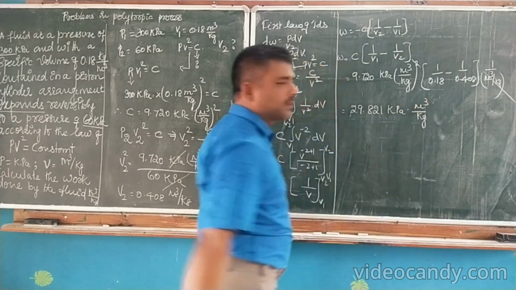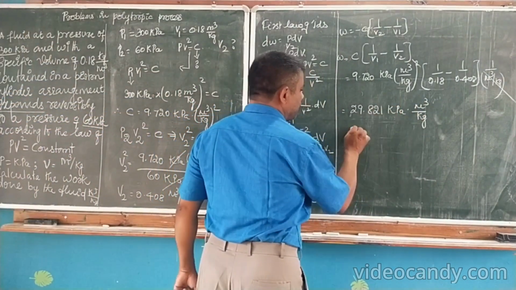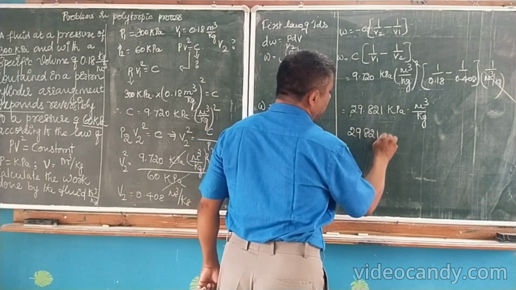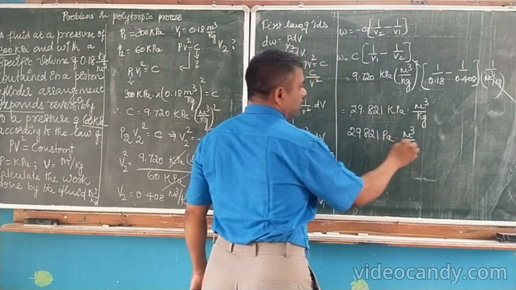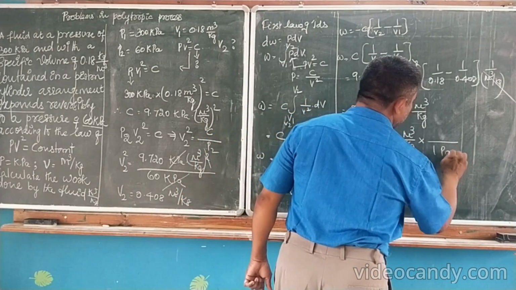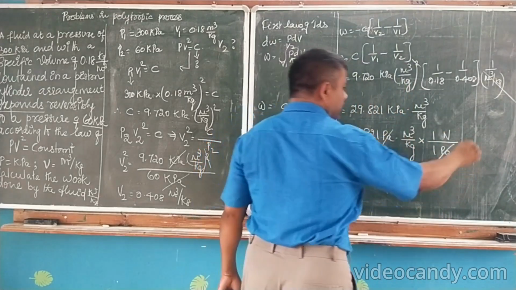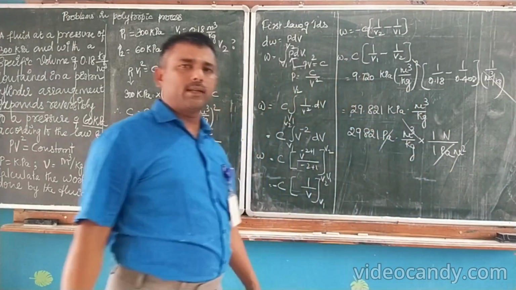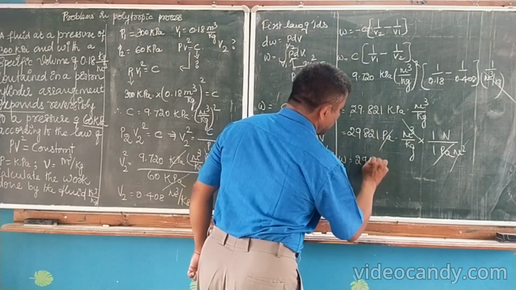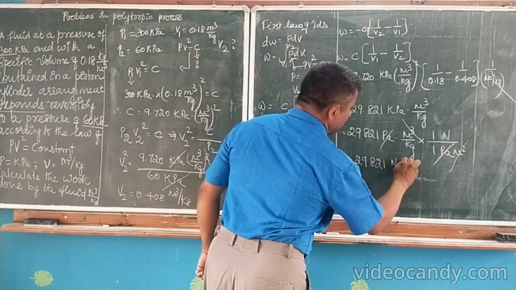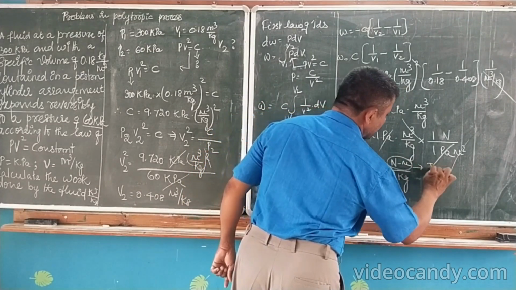The answer is needed in terms of kilojoules per kg. Hence, I am going to convert kilopascal into pascal. That means 29,821 pascal into meter cube per kg. 1 pascal is equal to 1 Newton per meter square. Pascal gets cancelled, and this meter square and cube term gets cancelled. The remaining thing is W is equal to 29,821 Newton meter per kg. This Newton meter term is joules. So joules per kg.